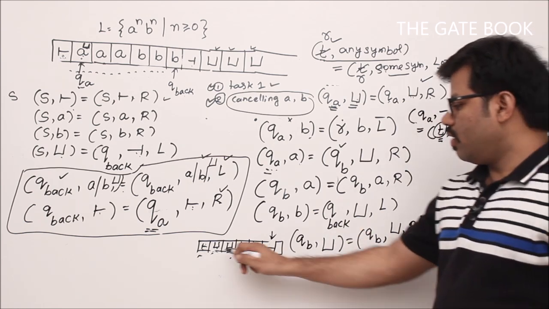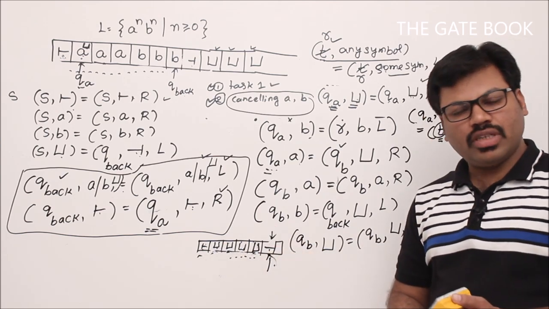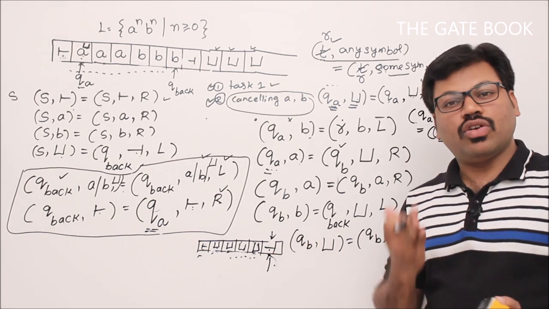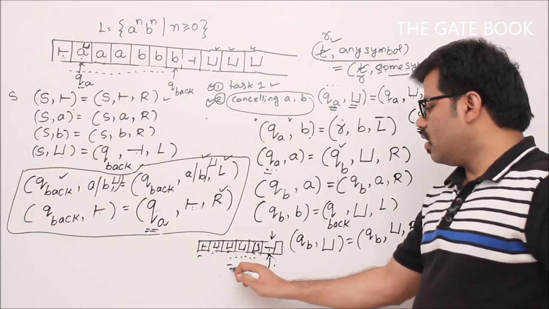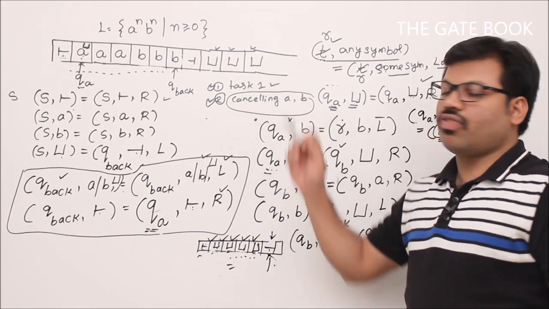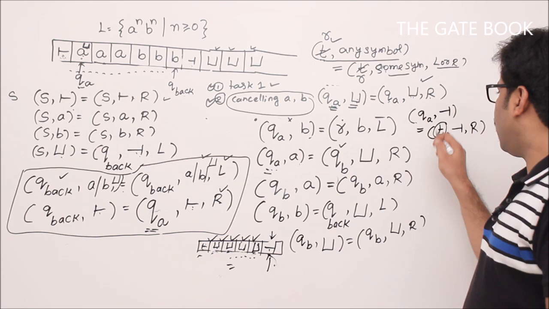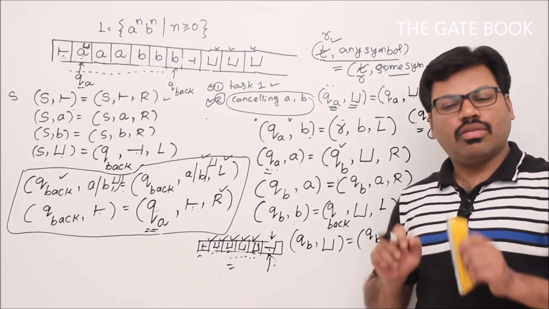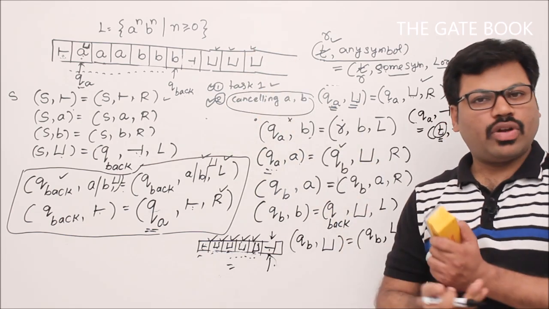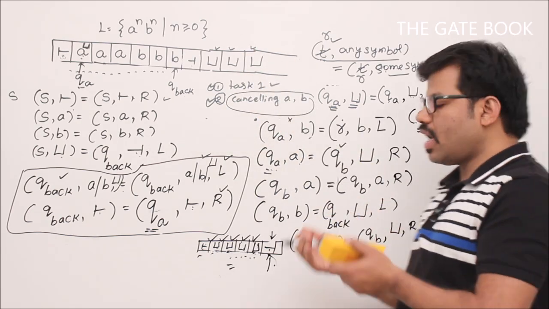Yes, because when you have an equal number of A's and an equal number of B's, then only they will be cancelled. You get all blank symbols, right? Now apply your brain also. Then you understand that when you get this kind of all blank symbols, definitely your input is in the form of a power n, b power n, and rightly we are going to the final state, right? So perfectly I can say that this Turing machine is accepting strings in the form of a power n, b power n. Such a way we have written the code.